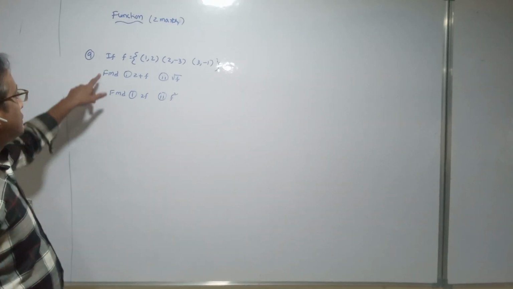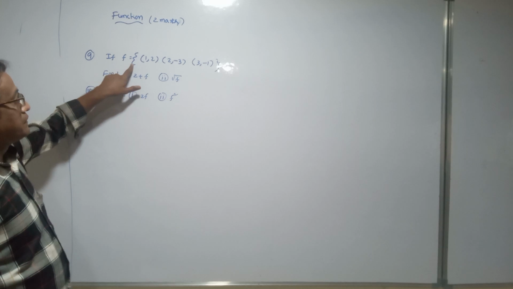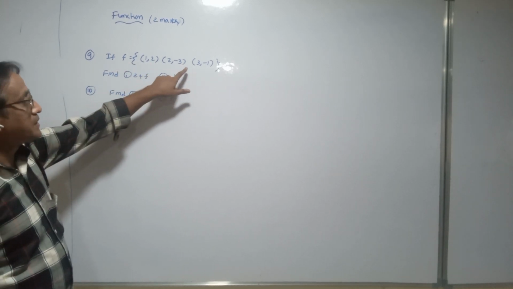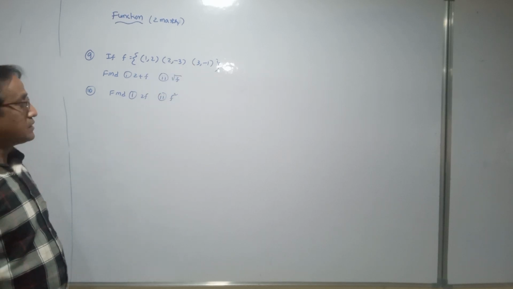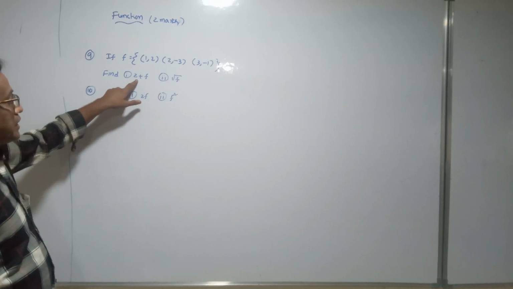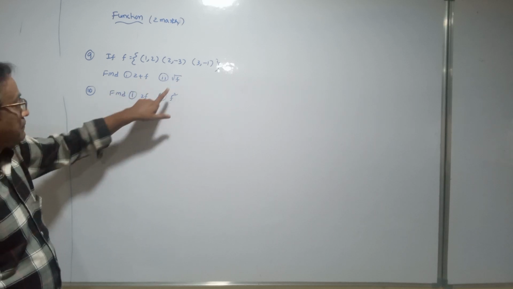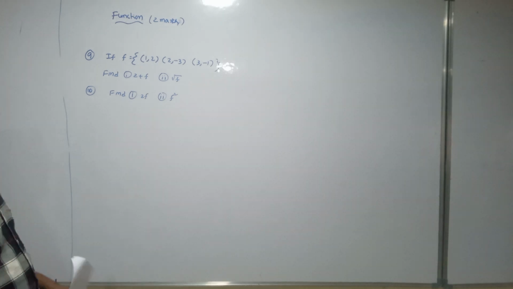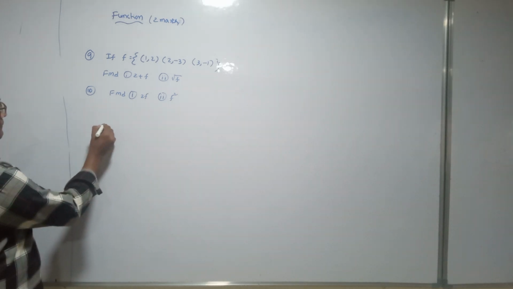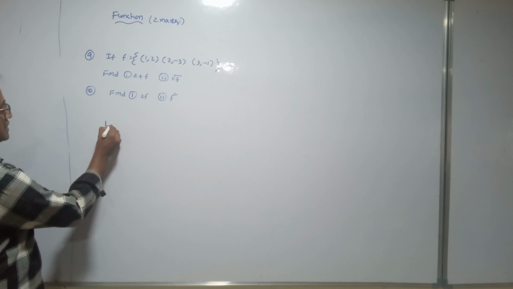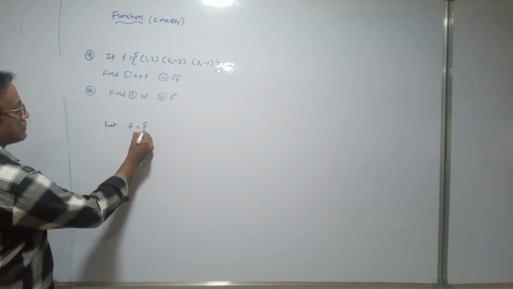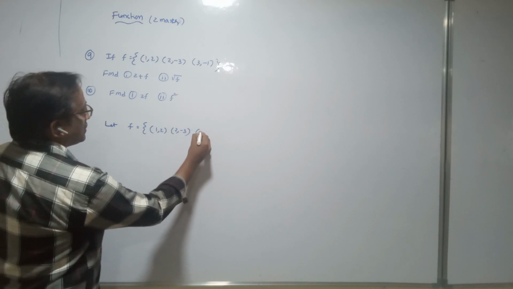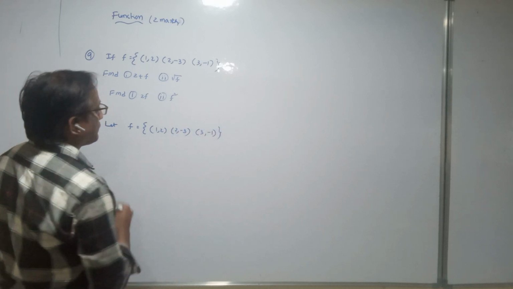Now next question is, it is given f is equal to the set of all ordered pairs (1, 2), (2, -3), (3, -1). They ask to find 2 + f, root f, 2f and f square. Important problem. Now the first one is, first let us consider f = {(1, 2), (2, -3), (3, -1)}.